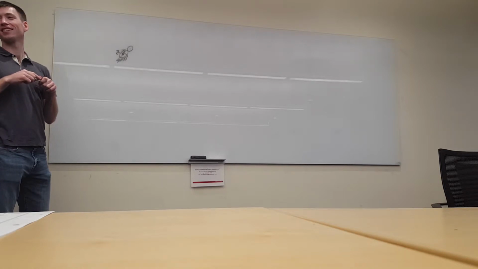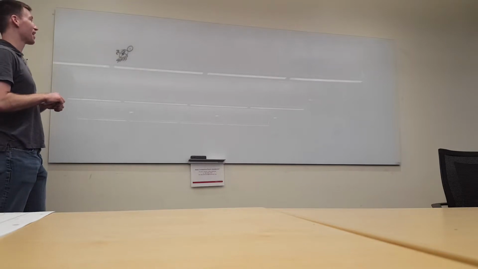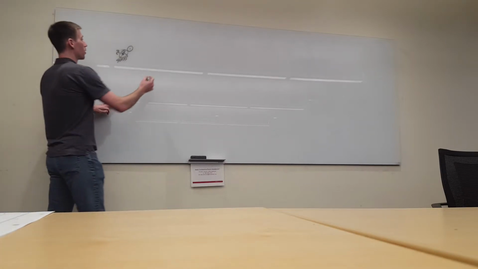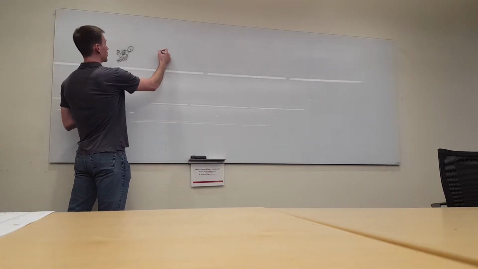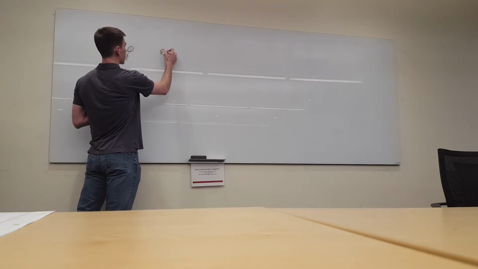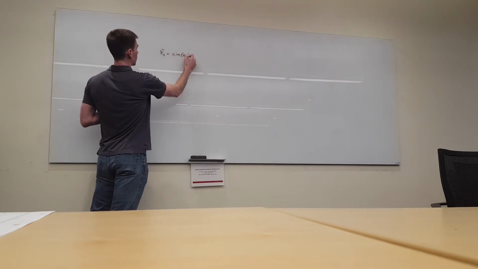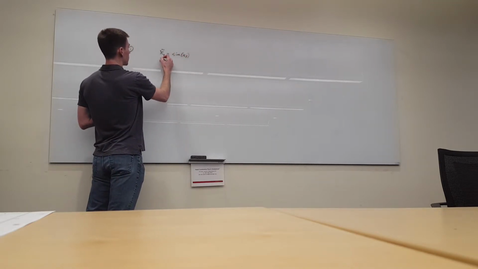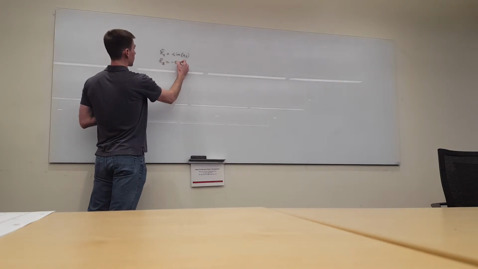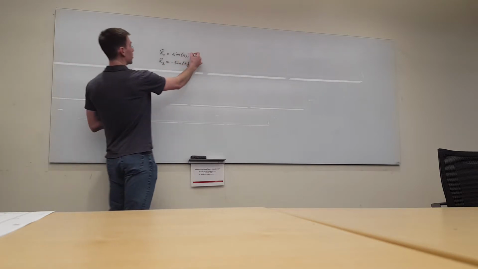Like this? Yes, that is cool. What we actually care about is x1 double dot is sine of x1, and x2 double dot is negative sine of x1, something like that, plus u.